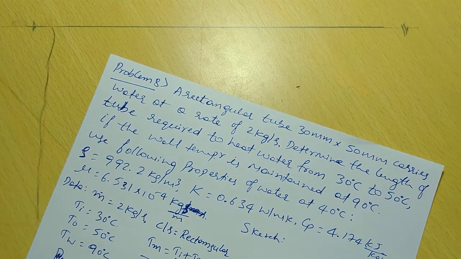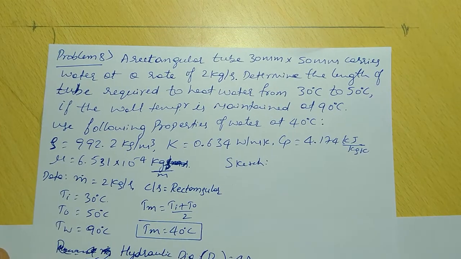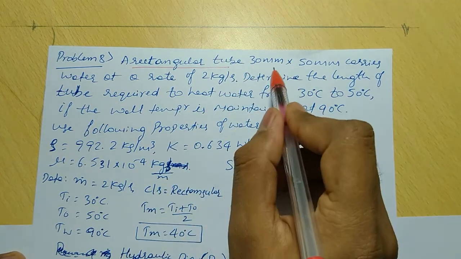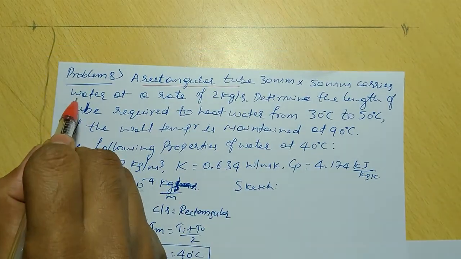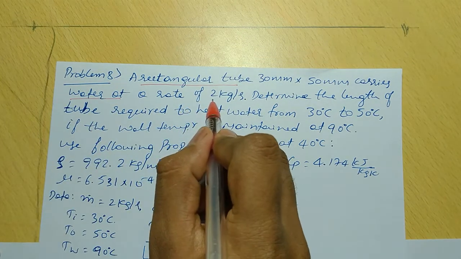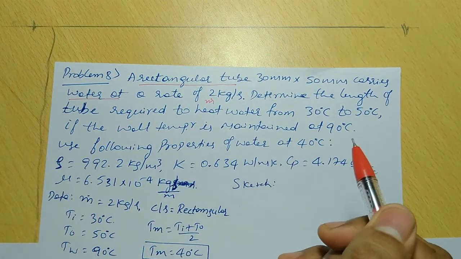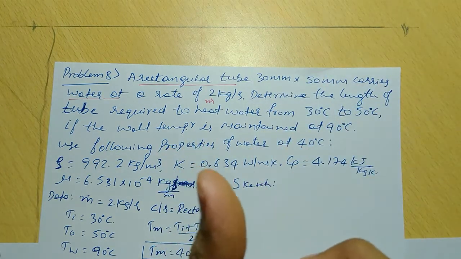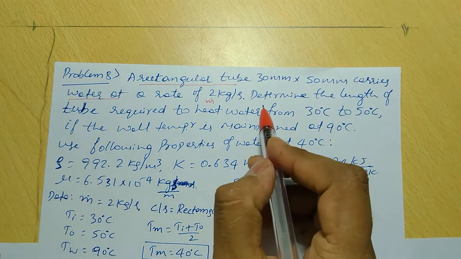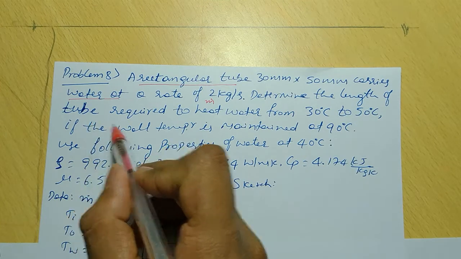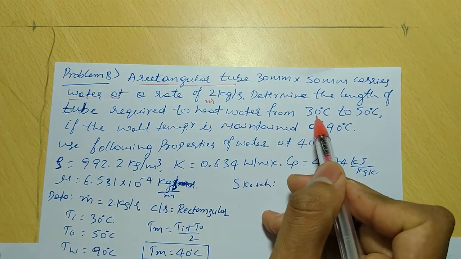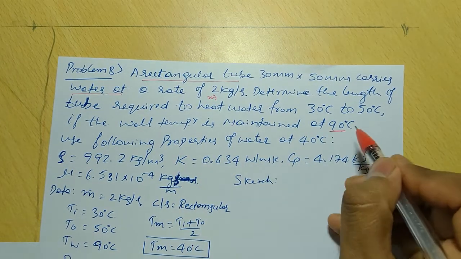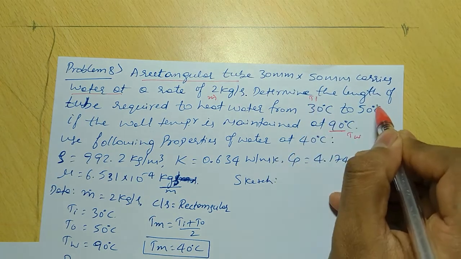Now this is the last problem from the internal flow. Here we have a different cross-sectional area. A rectangular tube 30 mm cross 50 mm carries water at a rate of m dot, which is given. Here once again u is not given, but m dot is given. Don't get confused about m dot or u; I explained this many times in the last three problems. Determine the length of the tube required to heat water from 30 degrees centigrade to 50 degrees centigrade if the wall temperature is maintained at 90 degrees. This is the T wall, this is the Ti, this is T naught.